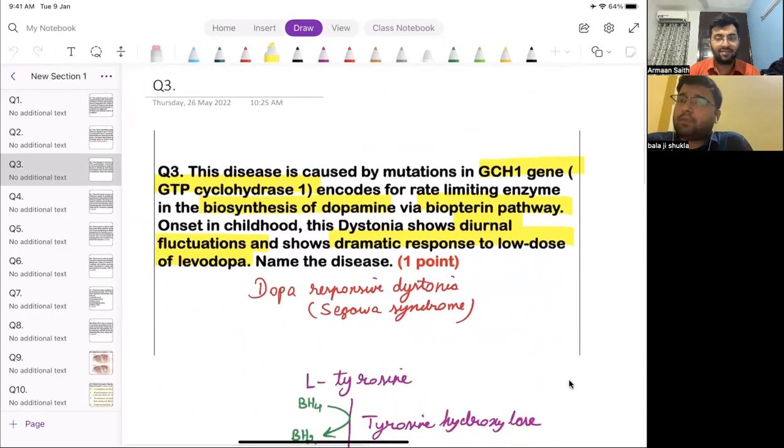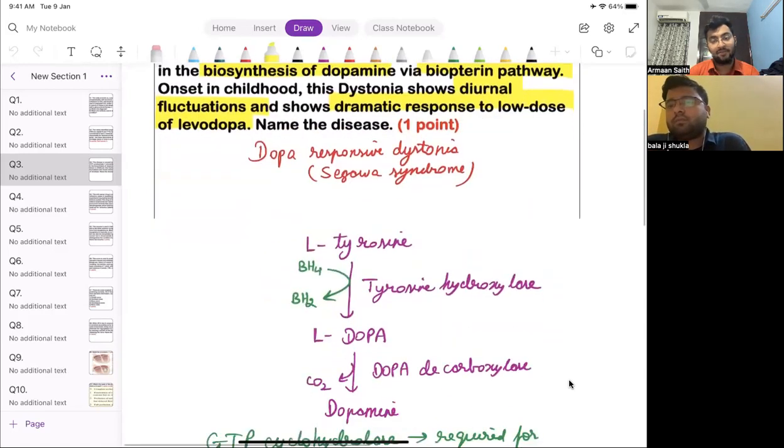Now here we talk about a disease which is caused by mutations in the GTP cyclohydrolase 1 gene, which encodes a rate-limiting enzyme in the biosynthesis of dopamine via the biopterin pathway. This disease has its onset in childhood and it presents as a dystonia which shows diurnal fluctuations and shows a dramatic response to low dose of levodopa. The disease is dopa-responsive dystonia, also called Segawa syndrome. Now let's see why this happens.